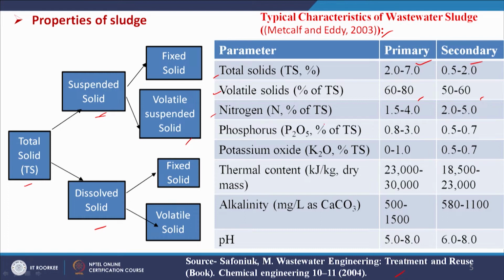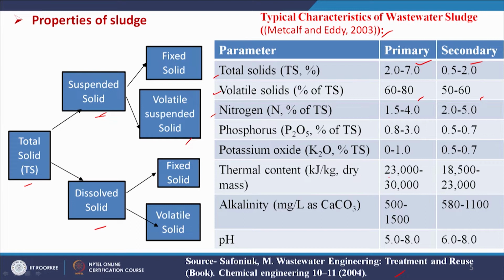Nitrogen percentage of TS, with respect to total suspended solids, is 1.5 to 4 for the primary sludge and 2 to 5 for the secondary. Similarly, phosphorus as P2O5 is 0.8 to 3 and in this case 0.5 to 0.7. Potassium oxide is 0 to 1 and 0.5 to 0.7.